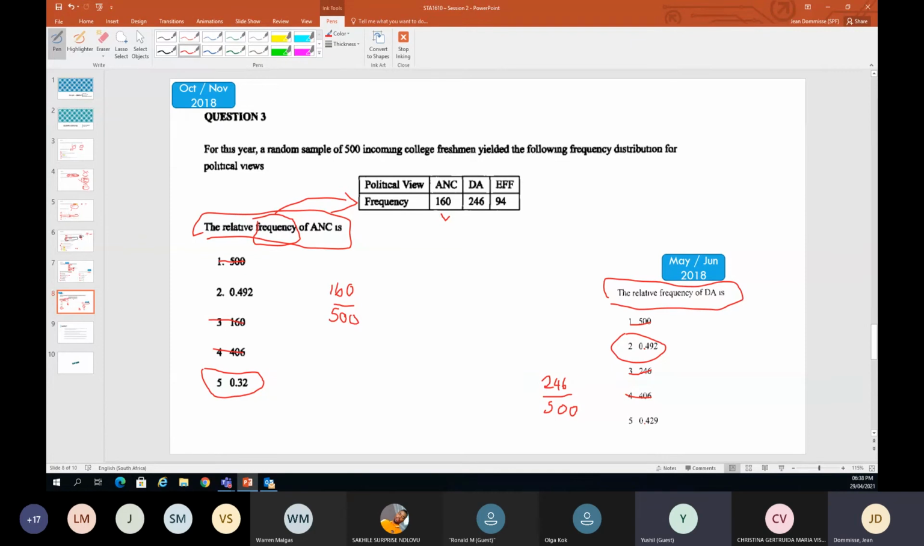Hi, Jean. Sorry to disturb. No problem. A quick, simple definition of relative frequency, please. I haven't worked with this before. Okay, so a quick definition of relative frequency.